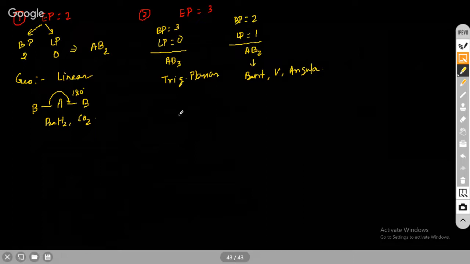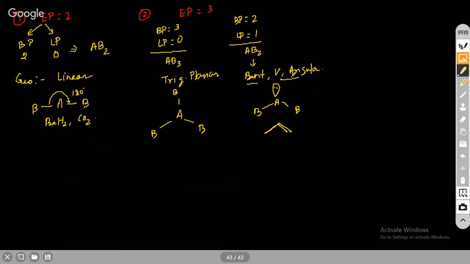So AB3 type molecule, if you see, it is like this: A, B, B and B, AB3 type. If you have one lone pair, then you just remove one B and place a lone pair over here, right? While we are talking about the shape of the molecule, this lone pair you don't have to consider. You just remove this lone pair and then you see it looks like V shape, right? Angular shape, bent shape or V shape. That's why the shape is V shape, angular shape or bent shape.